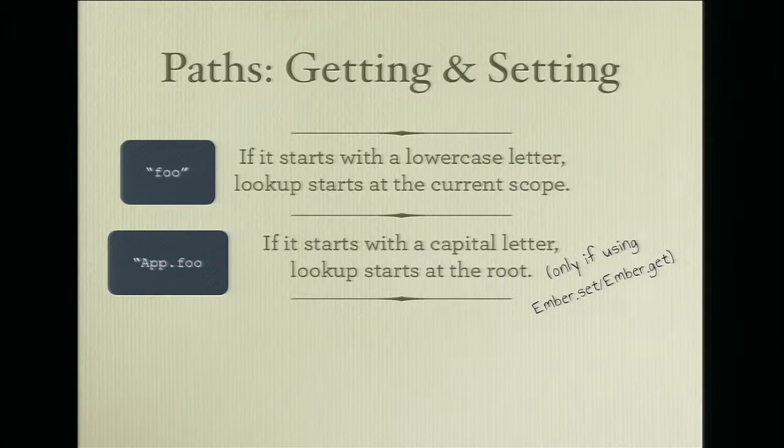When you saw the property state, that was an example of this first case here. If it starts with a lowercase letter, it's going to look up at the current scope. So it says, it's this object, what's this property named foo or state. If it starts with a capital letter, which is why when you create classes in Ember you start things with a capital letter, it will look at it from the root.